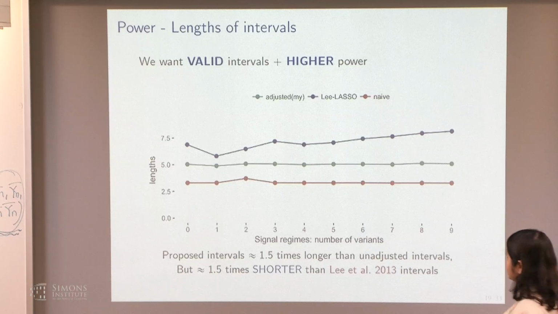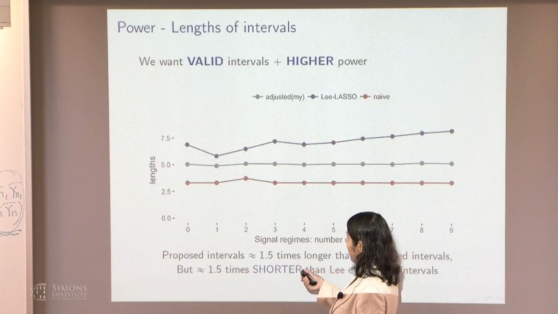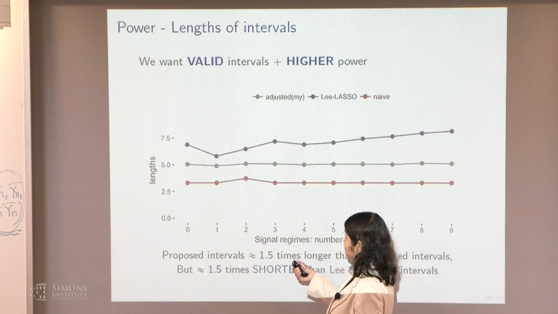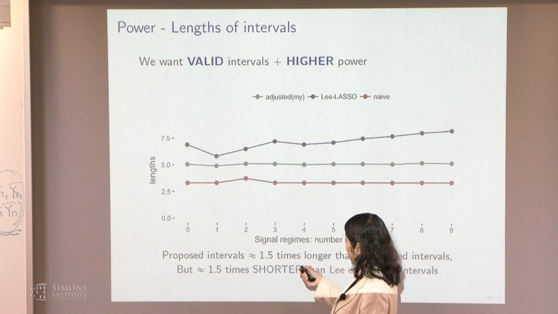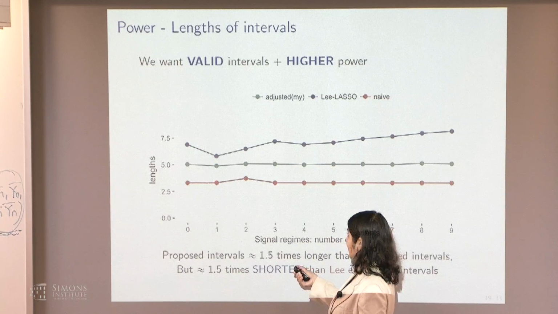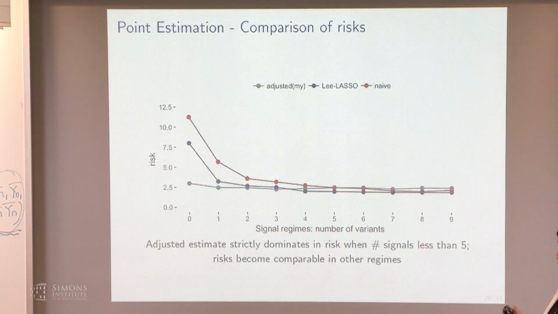As expected, the length of the intervals of the approximate method is much better than the Lee et al. intervals, 1.5 times shorter than they are. And as expected, both these intervals are longer than the unadjusted or naive intervals because you pay a price for selection. And this is a comparison of the risks of the selective MLE with the naive estimates. Here again, the point estimator is performing reasonably well in terms of risk as well.